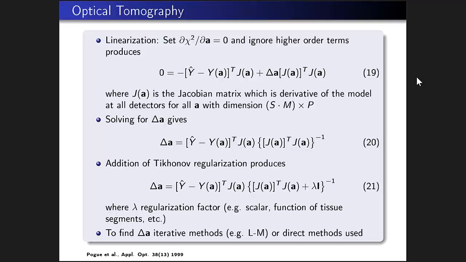And so what Brian Pogue's group has done is add this Tikhonov regularization. Notice that along the diagonal, they're adding this lambda, and its purpose is to make that matrix a lot more diagonally dominant. This regularization factor could be scalar. In Brian Pogue's group, I think they did it as a function of the tissue location. And you can find this inverse with this regularization using Levenberg-Marquardt, or sometimes people just try to invert this directly.